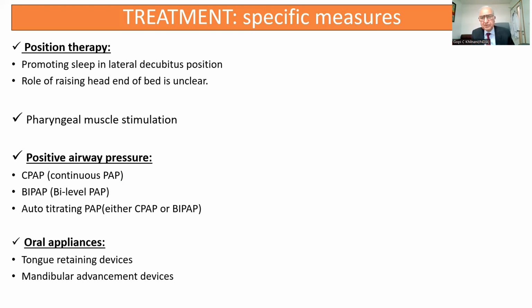It's a reverse of a vacuum pump in a way. You can also use bilevel positive pressure more for severe OSA and OHS. And you can also use auto titrating PAP, what is called auto CPAP. That is, instead of giving a fixed pressure, the machine itself decides.